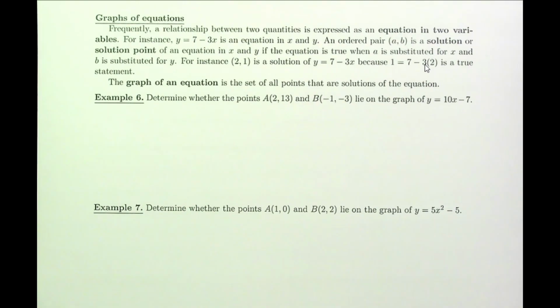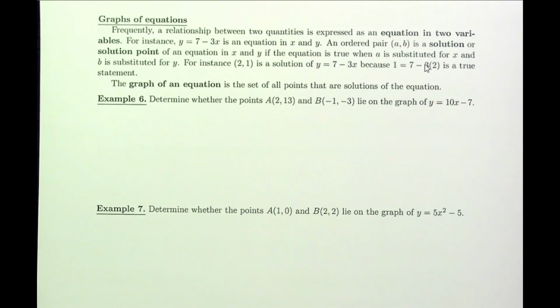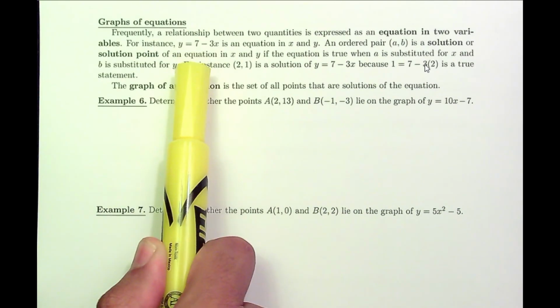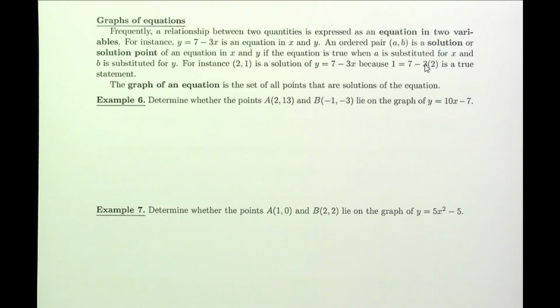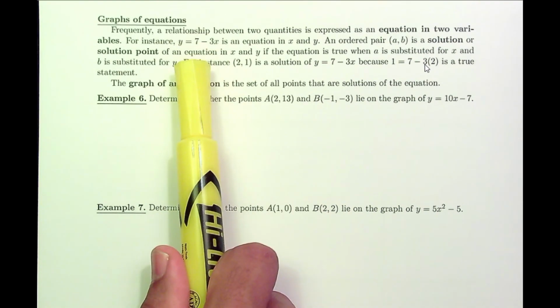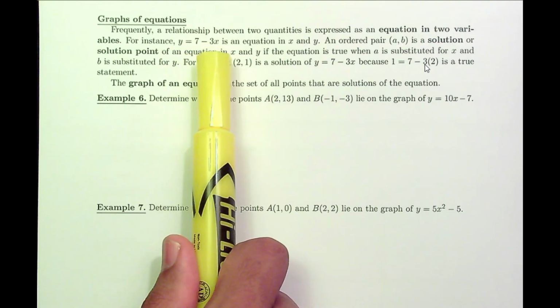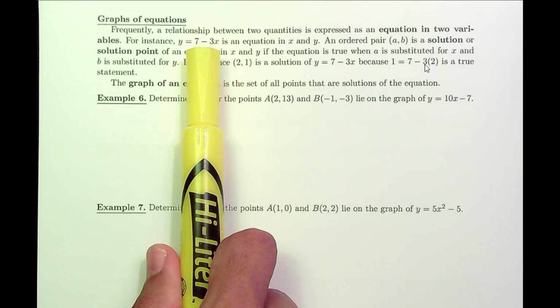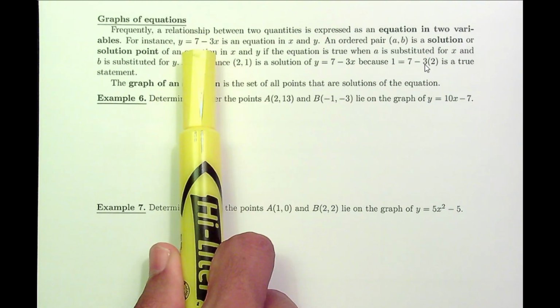So frequently, a relationship between two quantities is expressed as an equation in two variables. For example, y equals 7 minus 3x is an equation in x and y. So it is telling you that there's a relationship between x and y, and the relationship is that y is going to be 7 minus 3x. So you take the x, you multiply by 3, and then you subtract that amount from 7, and that's y.